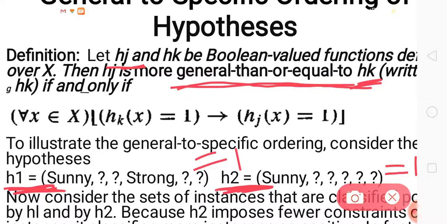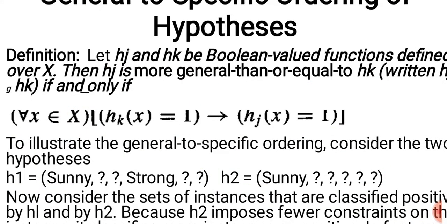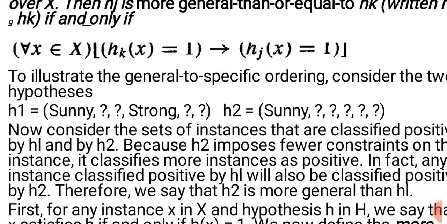For this, what is the notation they are specifying? For all small x, you already know about these symbols now. For all small x, that means small x represents every instance. Capital X is the set of instances. So whatever instance belonging to this set, if it satisfies this one, also tends to satisfy this one, then we can call it a more general than or equal to relation. Is that clear? So this is the definition, and by this example we got it.